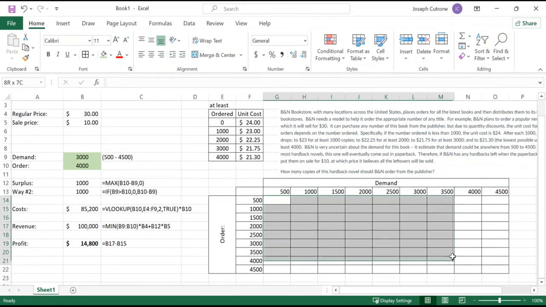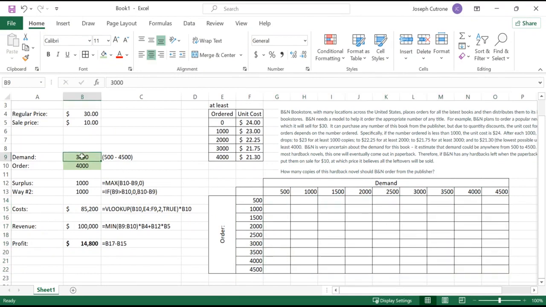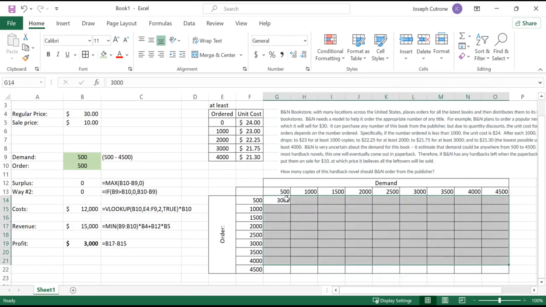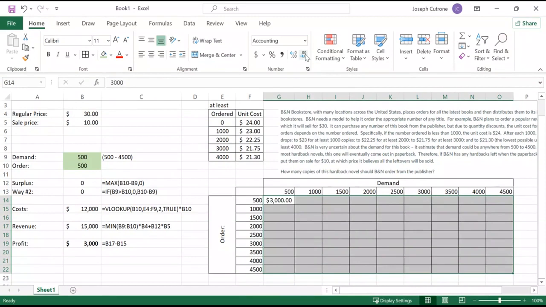Ideally, I'd want to fill in the entire table. Now, one way to do it, of course, is to do it by hand. And you can say, okay, if the demand is 500 and the order is 500, then my profit is 3,000, and I would put 3,000 right there. You can imagine, though, to fill in this entire table is going to be pretty rough. I don't want to do it by hand. There's a nice way to let Excel do it. First, let's format the table so when we do it, it looks all pretty.